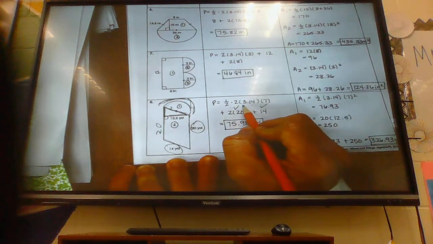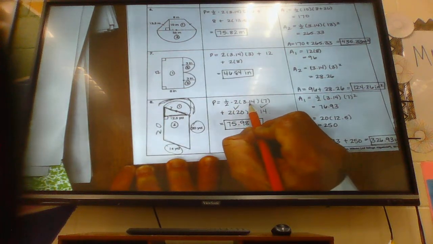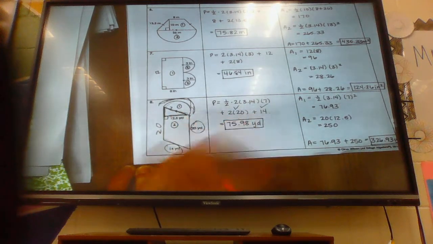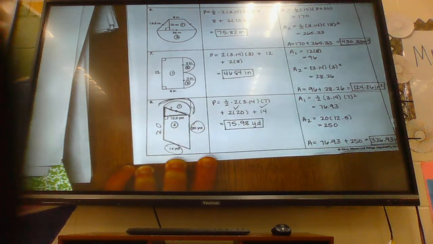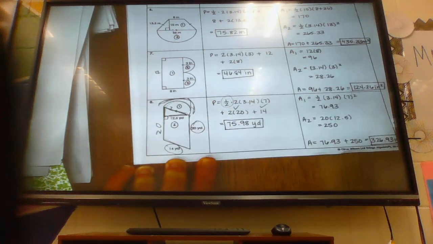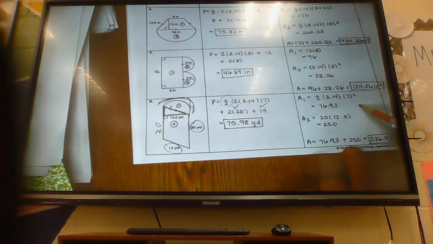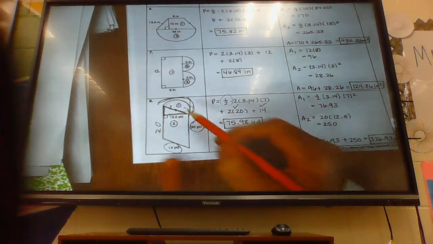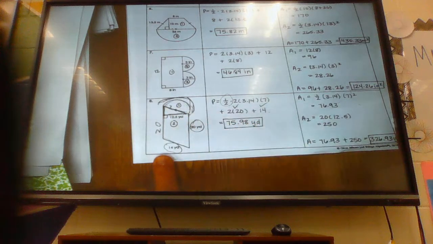So I have 3.14, so pi d, d is gonna be 7. They give you the 7, right? So 2 pi d divided by 2. There's your perimeter. So area, I've got area of my semicircle and I have area of my parallelogram. I have to add those two together.